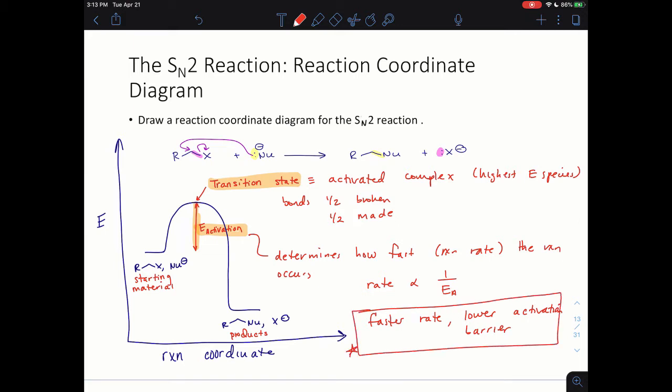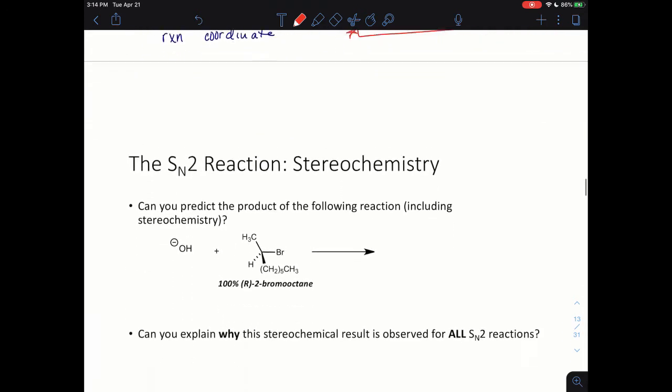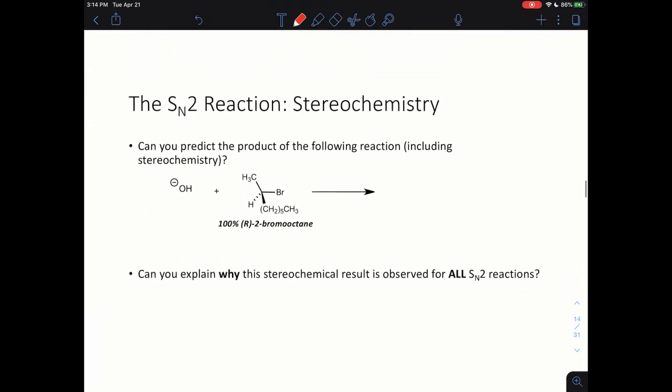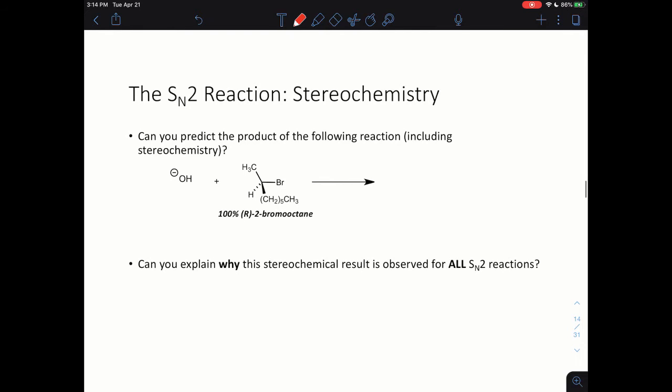This is very important. And we're going to be thinking about rates because, as we've mentioned several times, the SN2 reaction is going to be in competition with other reactions. So the faster the SN2, the more likely that we are to observe it. Excellent. We're going to be thinking about the stereochemistry of the SN2 reaction.